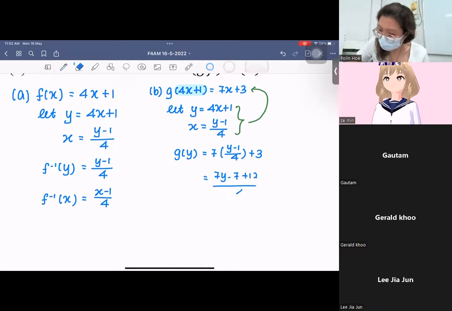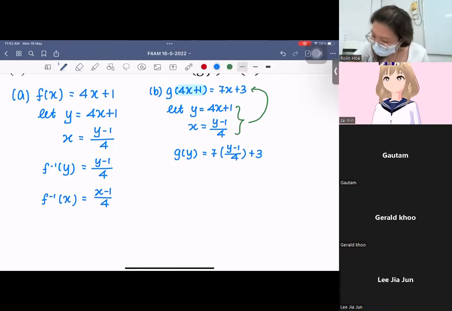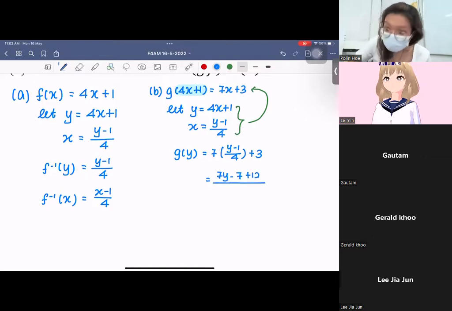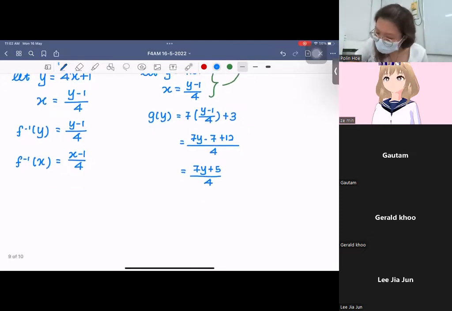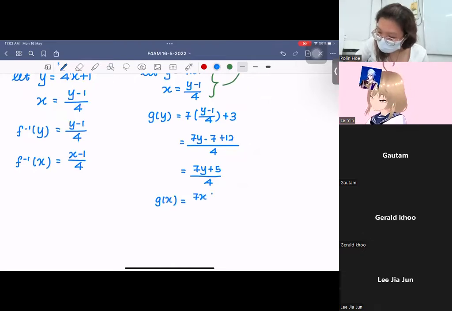You so ugly. 7y minus 7 plus 12 over 4. My answer is 7y plus 5 over 4. Stop here? No way, because the question asked for g(x) instead of g(y). So g(x) equals 7x plus 5 over 4.